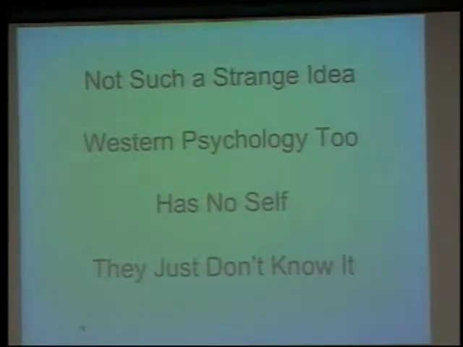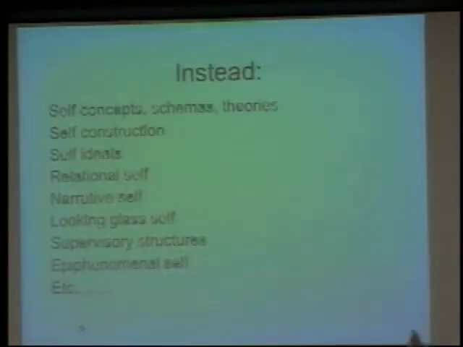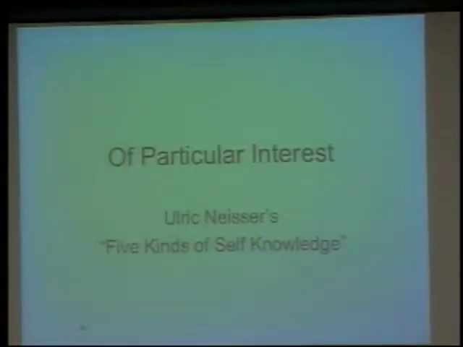Now, you may be saying, but it's really not such a weird idea. And my claim is Western psychology doesn't have any real self. We just don't know it. So what you have is all this kind of stuff: self concept, schemas, theories, constructions, ideals, relational selves, narrative selves, the looking glass self imported from sociology, these models with supervisory structures that are the self, in cognitive science, the self, and everything else cognitive for some folks is a mere epiphenomena that has no causal whatever, and so on.